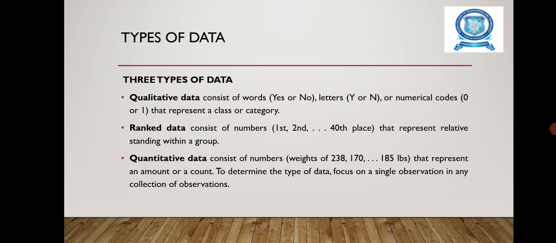The qualitative data consists of words such as yes or no, letters like Y or N, or numerical codes like 0 or 1 that represent a class or a category. The rank data may consist of numbers, that is first, second, 40th, and they represent the relative standing within a group. The quantitative data consists of numbers or weights like 238, 170, 185 with units that represent an amount or a count. To determine the type of data, we focus on a single observation in any collection of observations.